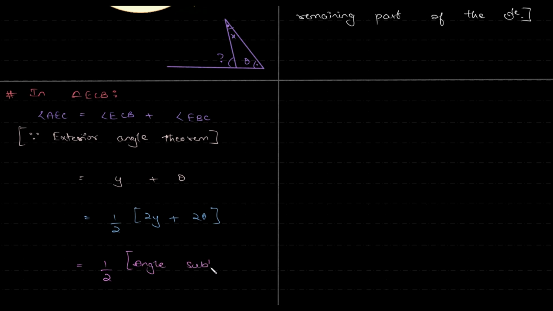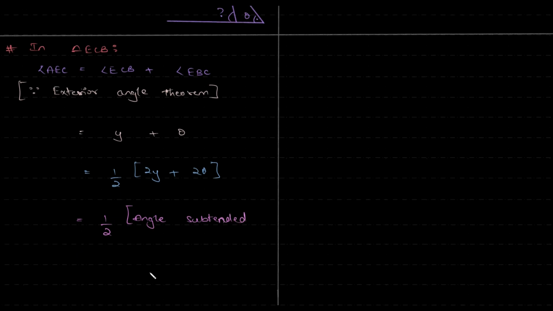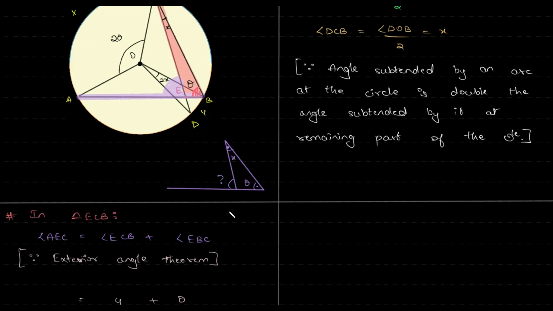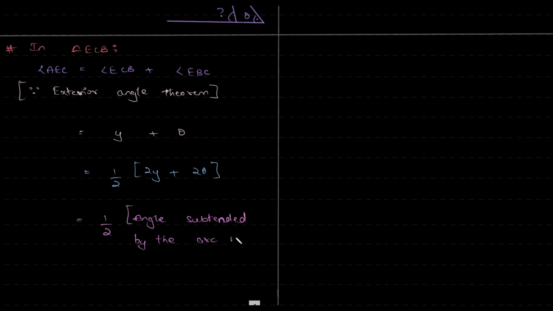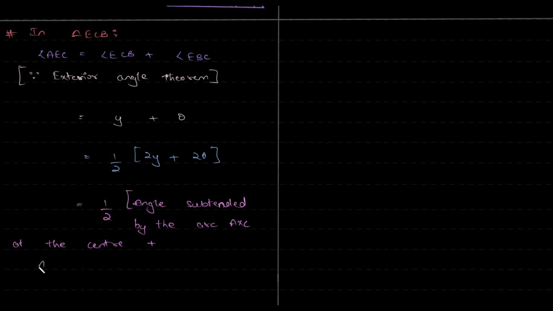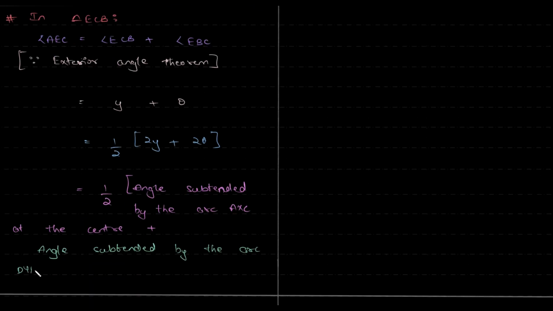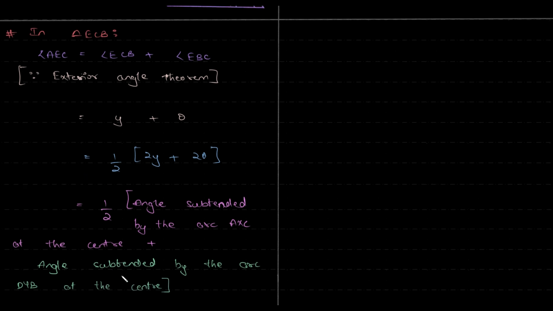Angle subtended by the arc, what arc? AXC at the center plus angle subtended by the arc DYB at the center. Close the bracket. And we have the answer.